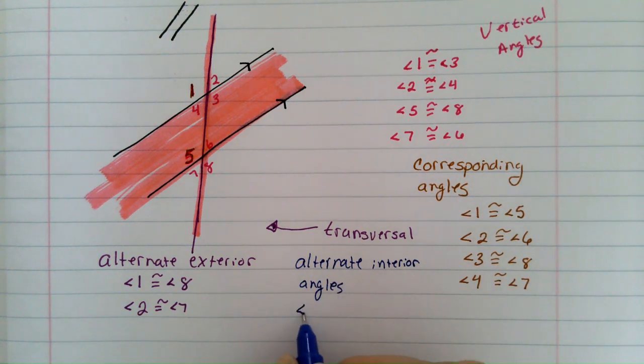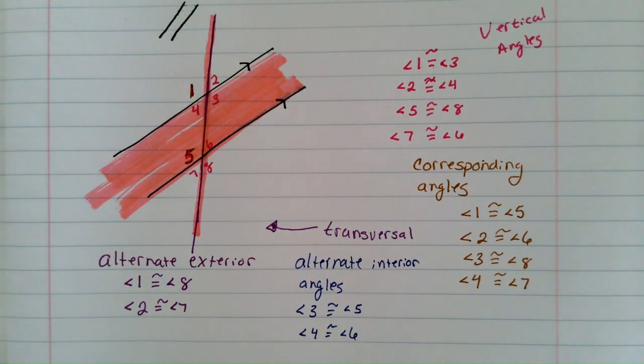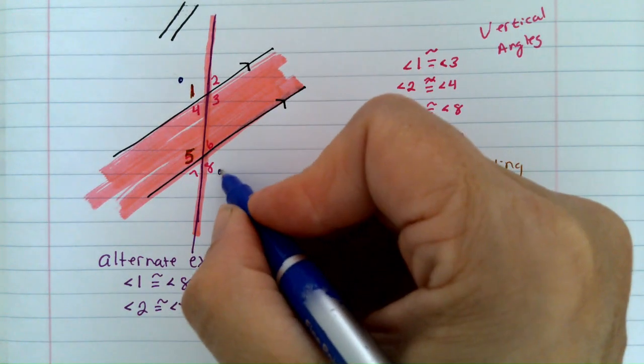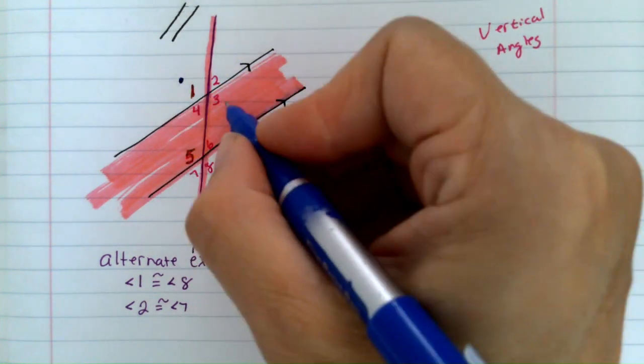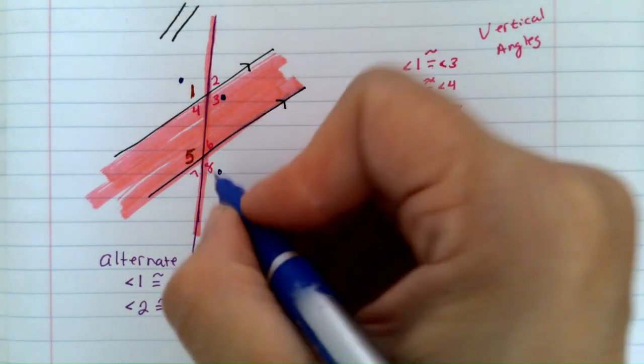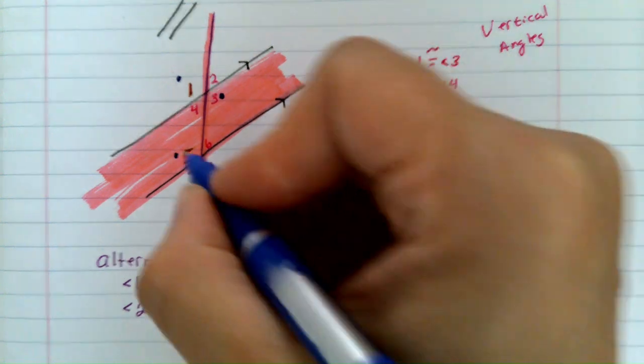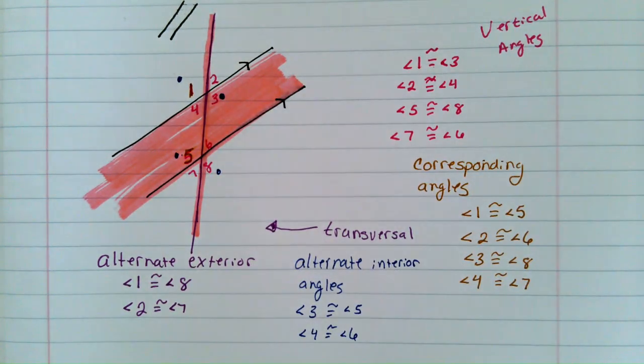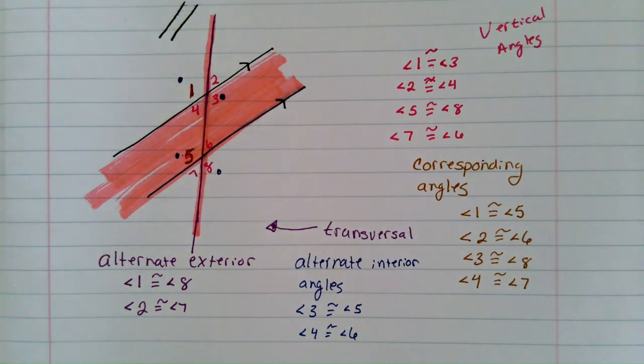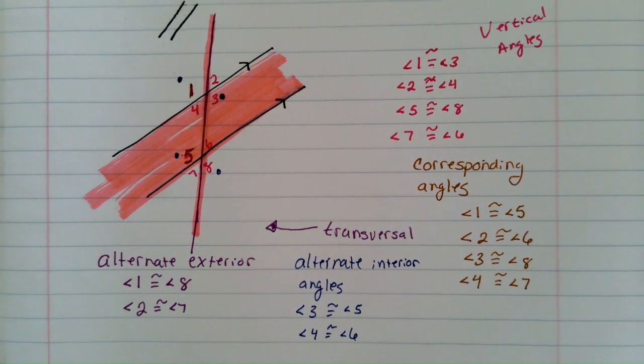And that would be angle 3 is congruent to angle 5, and angle 4 is congruent to angle 6. So we said 1 is congruent to 8, 1 is congruent to 3, 8 is congruent to 5, 5 is congruent to 3. Okay, so all 4 of those angles that have a dot are the same exact size, which means the 4 without a dot, are they also the exact same size? Absolutely.